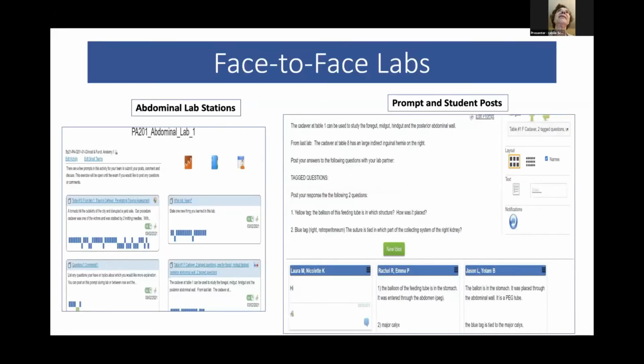So in the spring, labs have been face-to-face at Tufts with social distancing, and students were able to move from station to station physically and record their observations on Visual Classrooms using iPads. The picture on the left is the prompts students needed to answer at each station. On the right is one prompt with student answers at the bottom of the screen. Next slide.